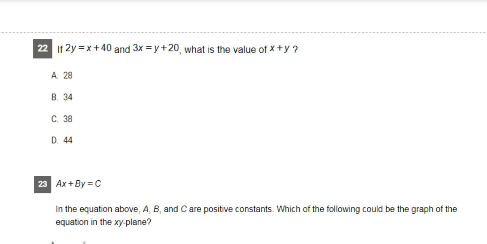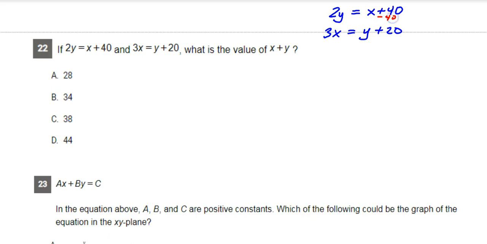First thing I like to do is rewrite these off to the side. I have 2y equals x plus 40, and then I have 3x equals y plus 20. Well, one common method to solve systems of equations is substitution. So basically what I'd like to try to do is get one of the equations solved for a variable. Maybe I'll do this very first one. Let's try to get this first one solved for x.